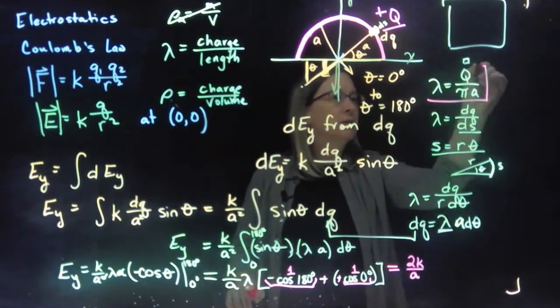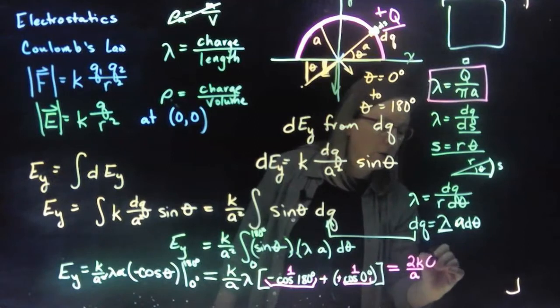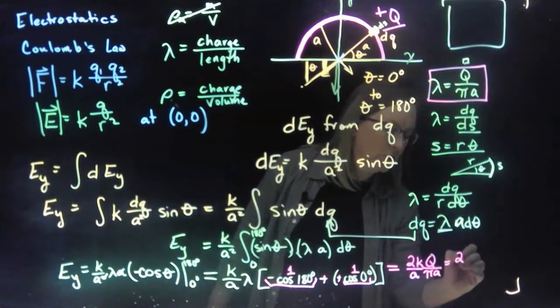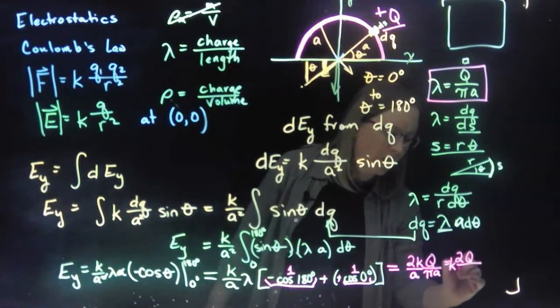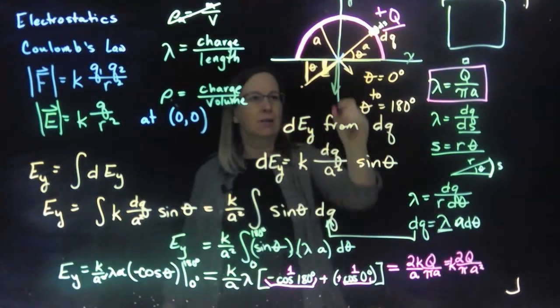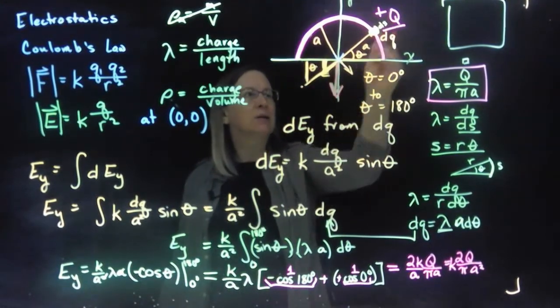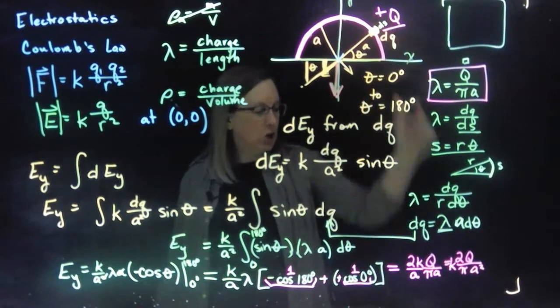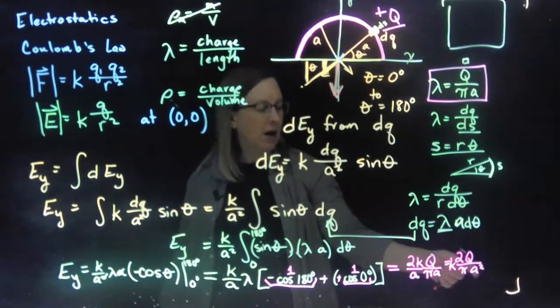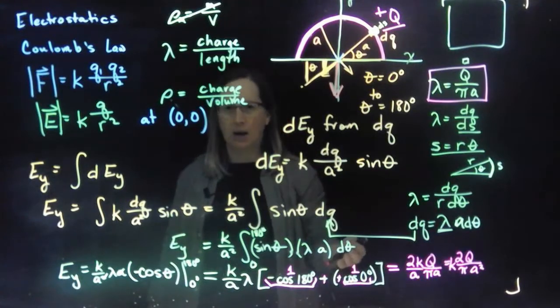I can use this expression here, q over pi a, where this is just 2k, so 2kq over pi a squared. And that's my electric field in the y direction. That's how big this is. So if I know my value of q, I can put it in. I've got k. If I know my value of a, then I can actually get my electric field.